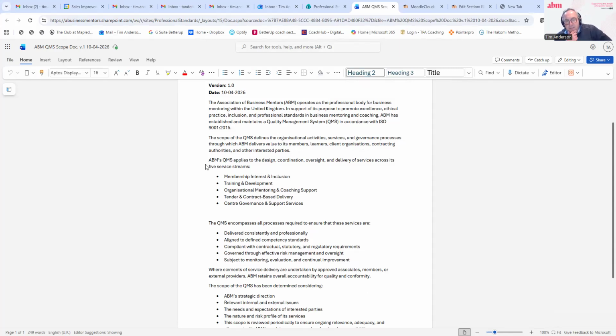And this is the interesting piece. ABM's QMS applies to the design, coordination, oversight, and delivery of services across its 5 service streams. And those 5 service streams I am anticipating, but again, this is up for grabs, are membership, interest, and inclusion. So this is membership. This is where Brenda heads this up, supported by Barbara and Debbie, and really important part of our organization, the membership, and not just people being included as part of the members. How do we deliver support to them?